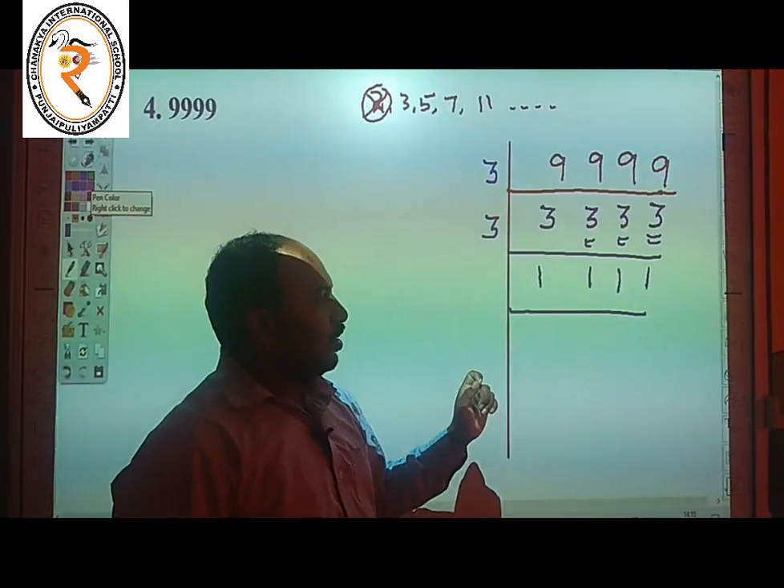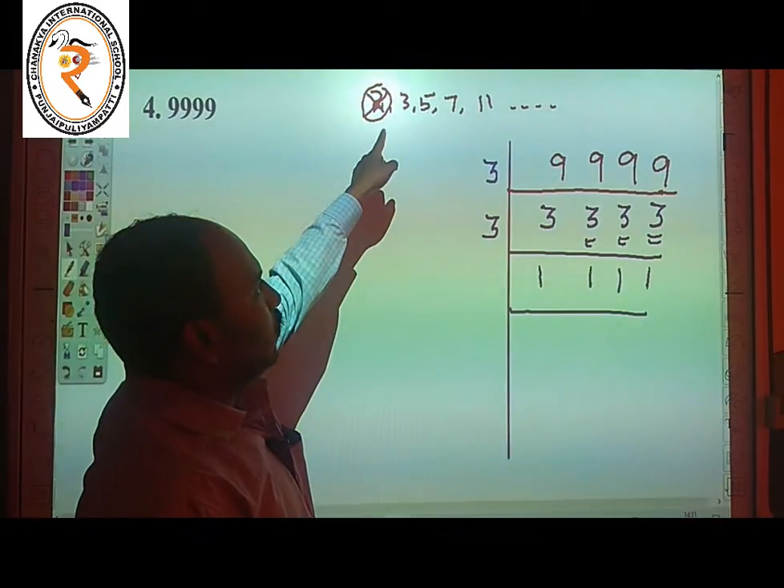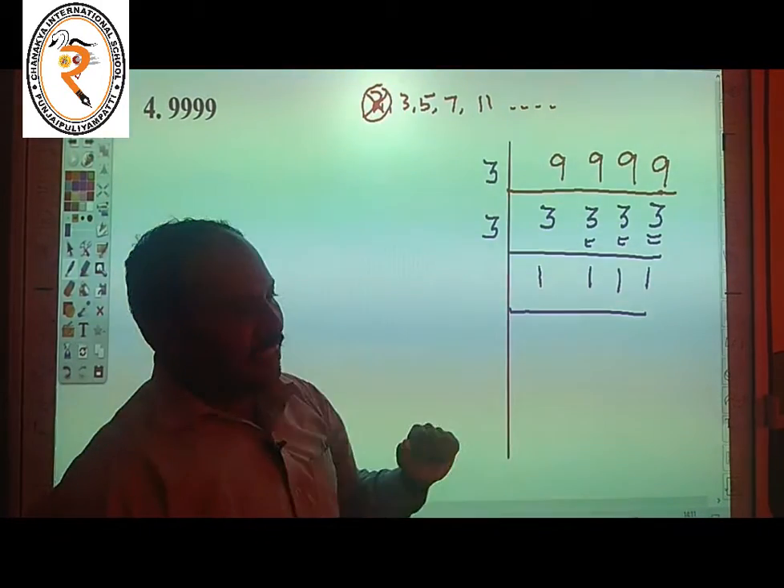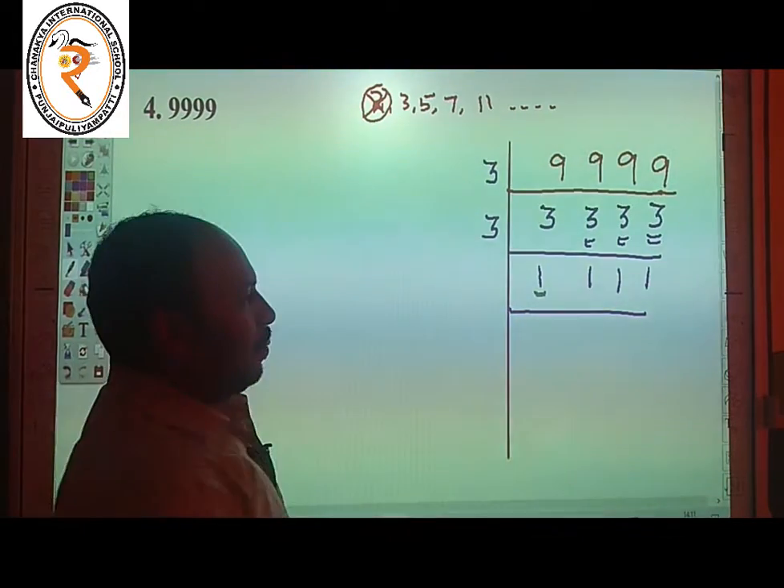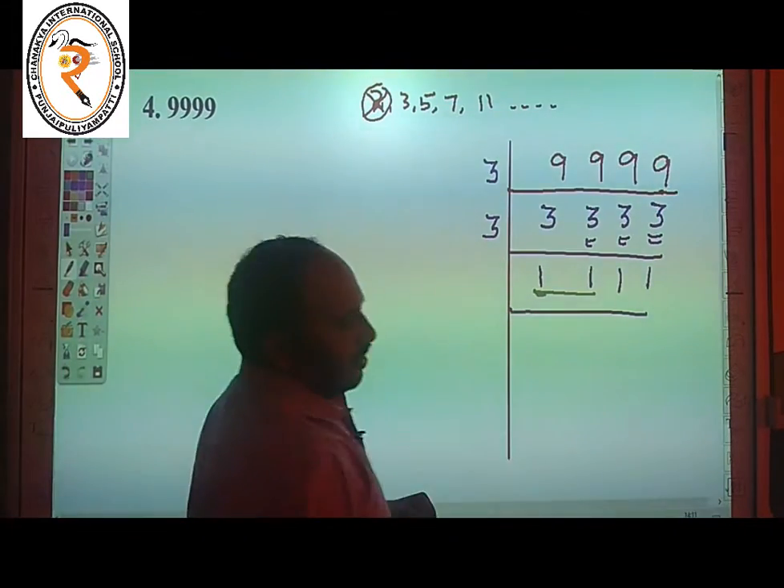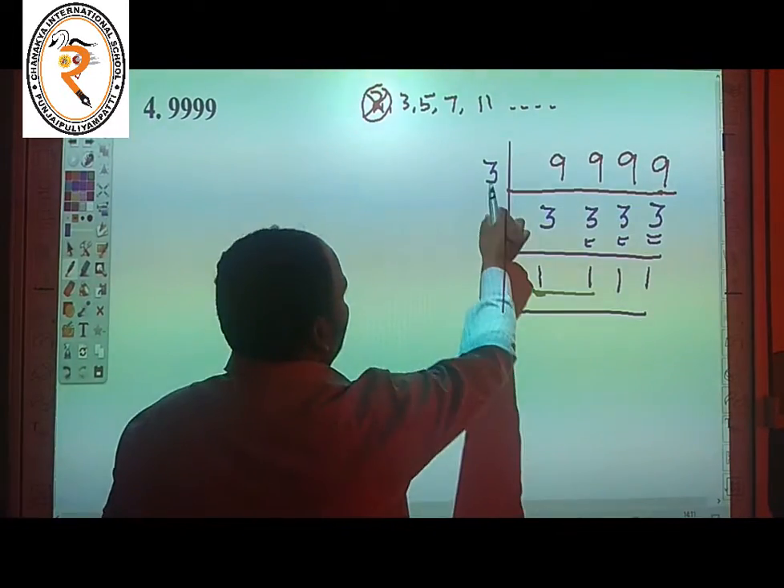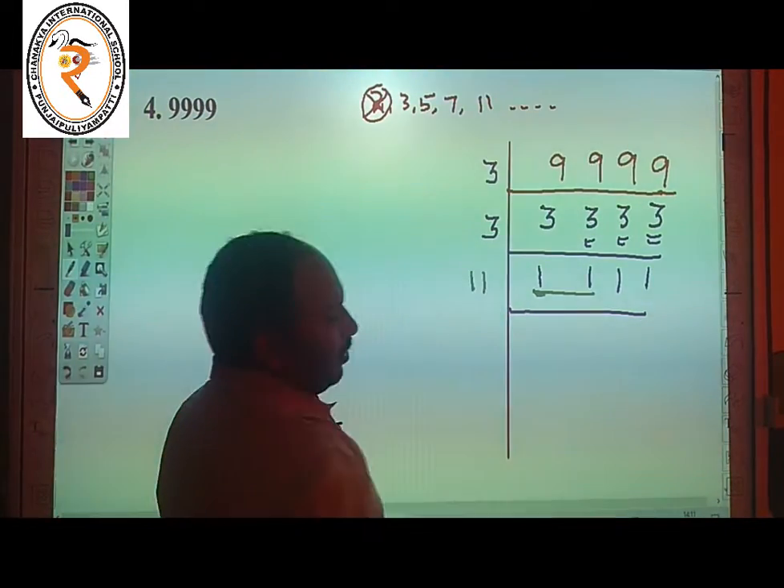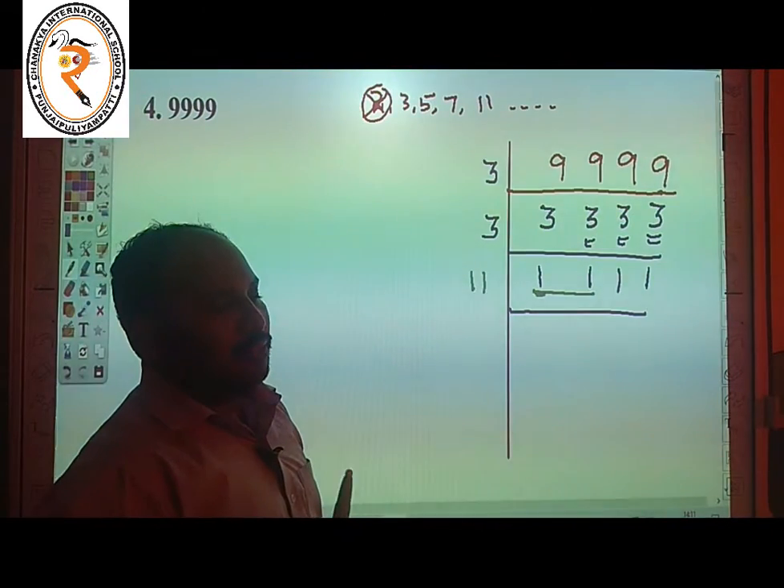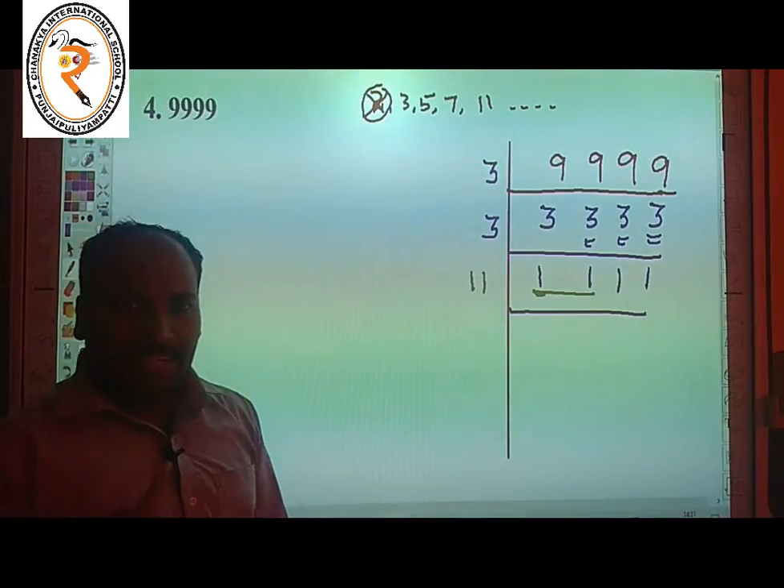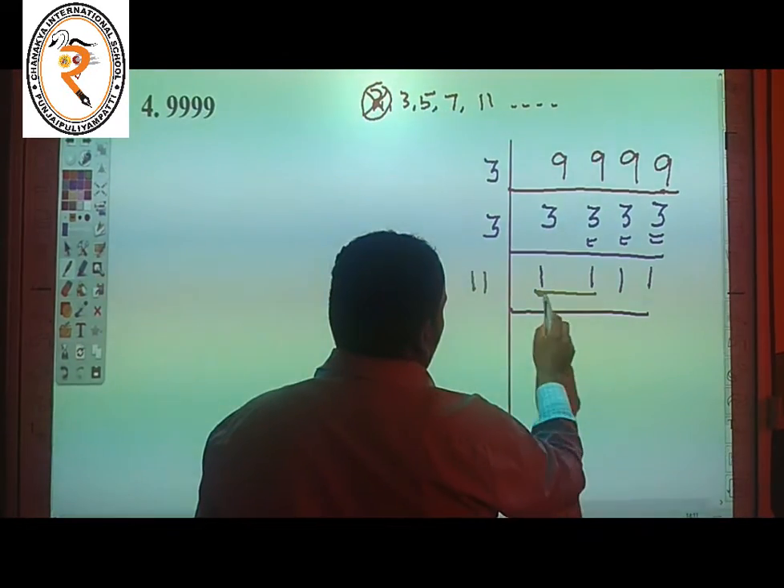1,111, we want its prime factors. The prime numbers are 2, 3, 5, 7, 11, and so on. Dividing by 2 is not possible. So we take the number 11. 11 is a prime number. Prime numbers means the number is divisible only by 1 and itself. So 1 into 11 is equal to 11.